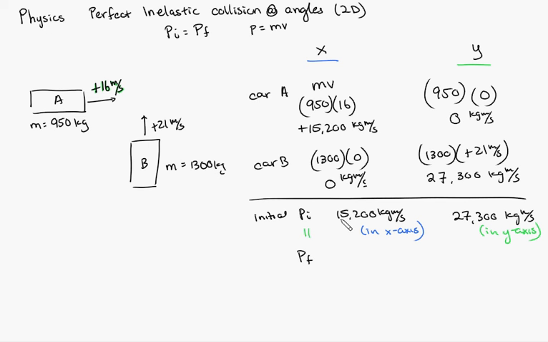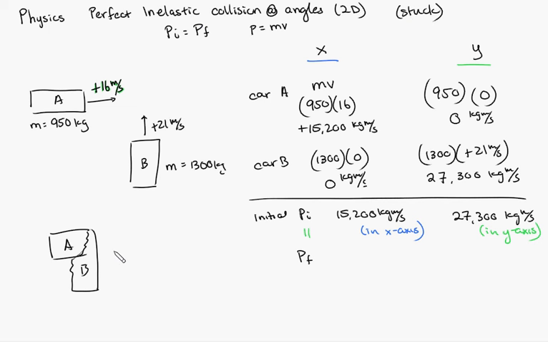So the final momentum in the x direction is also 15,200. The final momentum in the y direction is that. We can actually figure out how fast it's going. So after car A collides with car B, let me draw my best collision right here. So here's B, here's A. Now they're together, they're stuck together. So remember, inelastic collision means they're stuck together.